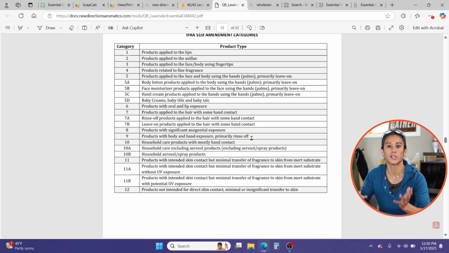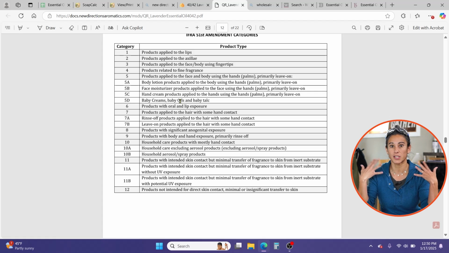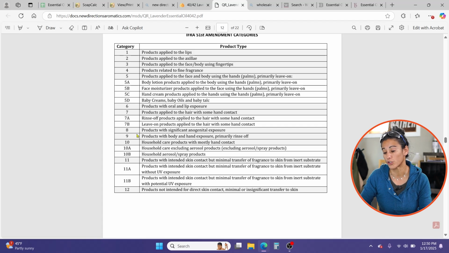So soap is a rinse off product, which means that you can use more essential oil or fragrance in your soap than you can, let's say, in your lip balm or your lotion. Because lip balm and lotion stays on your skin for extended periods of time. So there's more exposure to that essential oil. Whereas when you're using a soap, you basically put it on, you rinse it off almost immediately. So it doesn't stay on your skin as long. And so that's why the usage rates for soap are higher.